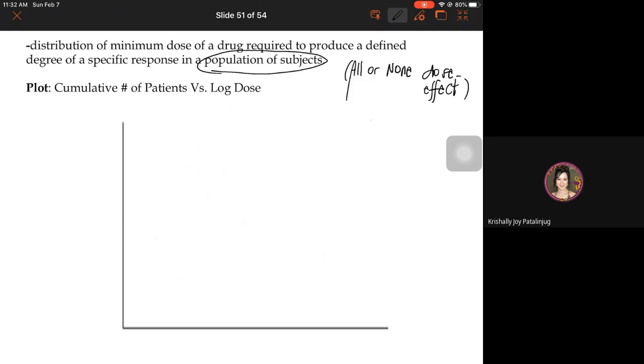Okay, the quantal dose effect relationship is also known as the all or none dose effect curve. Because in this relationship, it describes a drug effect which is binary. It can be present for a group of the population, or absent in a group of the population. Unlike the graded dose response, here we are not concerned with the specific degree of response. We are not concerned here specifically with how much degree of response is being achieved.